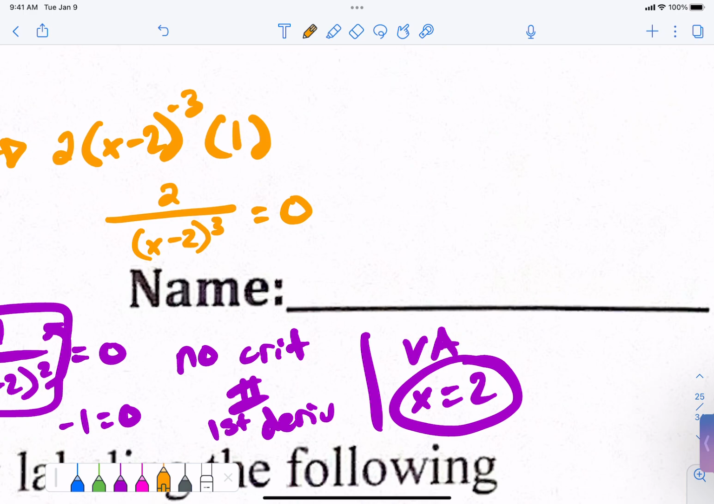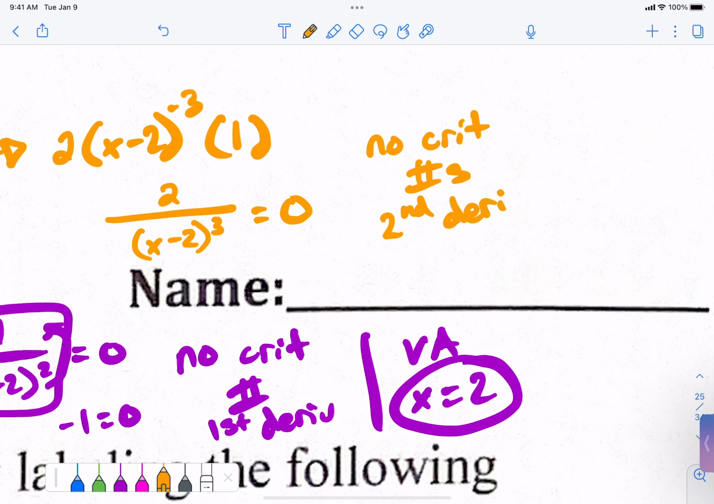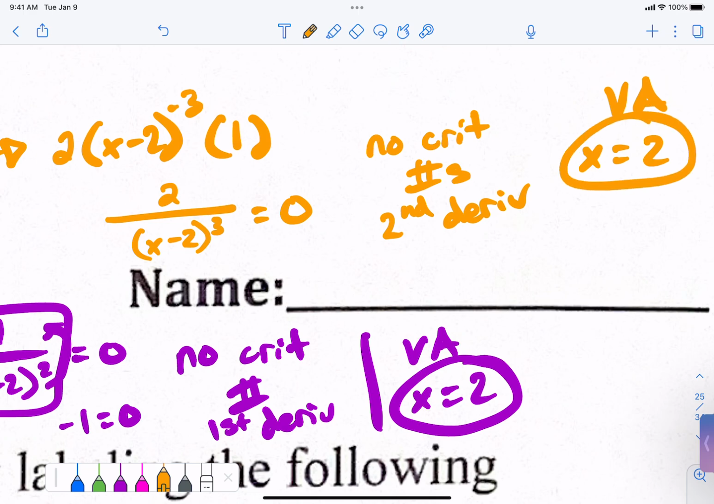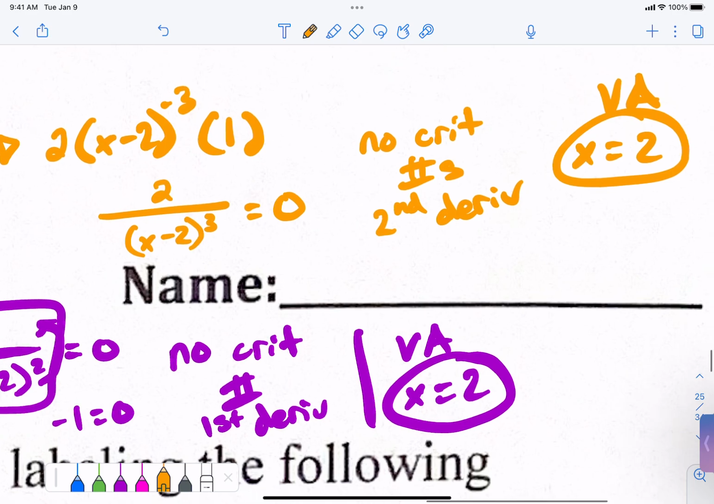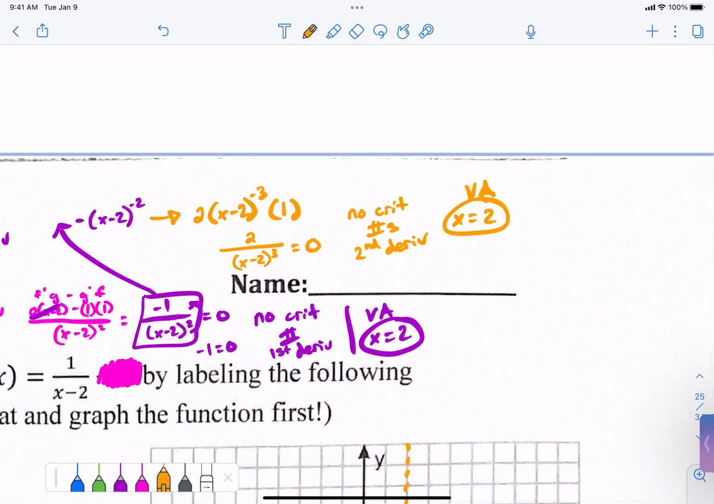We have 2 equals 0. We multiply this stuff to the other side and it goes away. So we have no critical numbers from the second derivative. We don't have any critical numbers except for x equals 2, which is my VA. So I literally have nothing going on here.